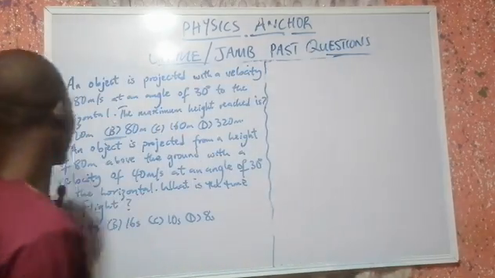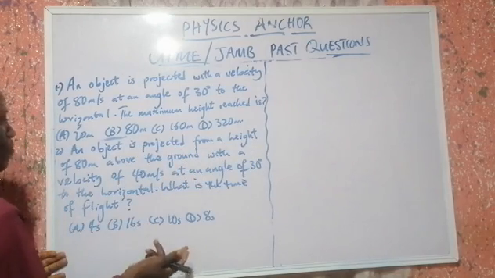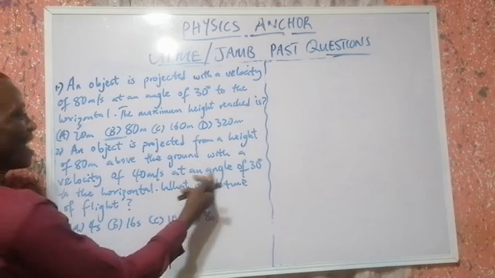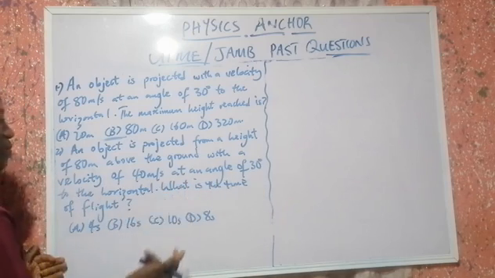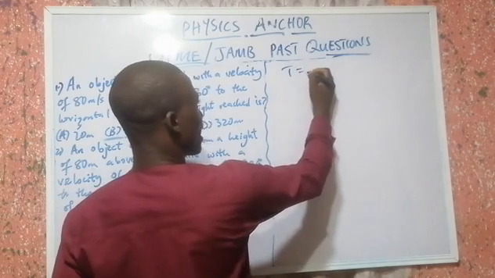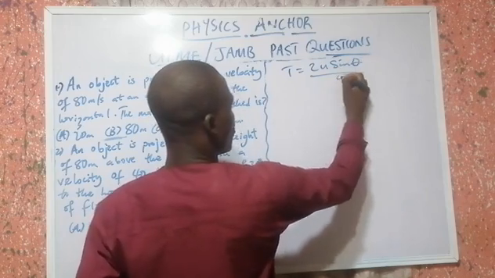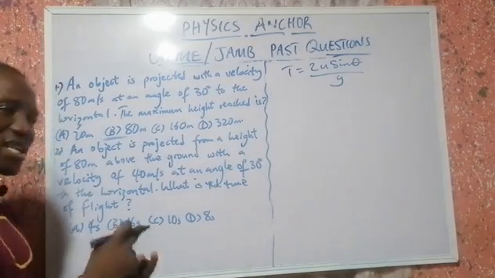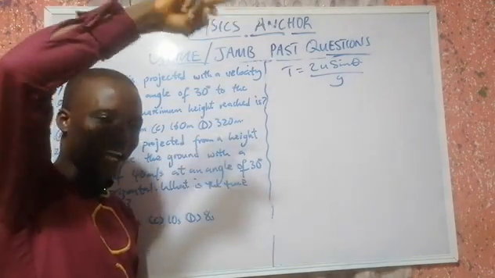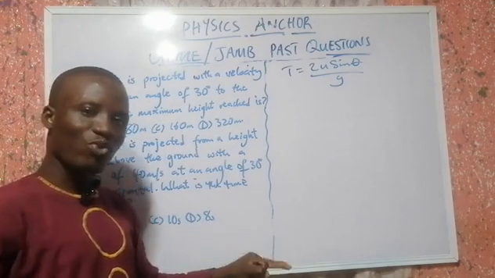Question number 2: an object is projected from a height of 80 meters above the ground with a velocity of 40 meters per second at an angle of 30 degrees to the horizontal. What is the time of flight? You recall that your formula for time of flight is 2u sine theta over g. Time of flight simply means the time it will take the projectile to go to the maximum height and return to the horizontal line joining the point where you actually projected it.